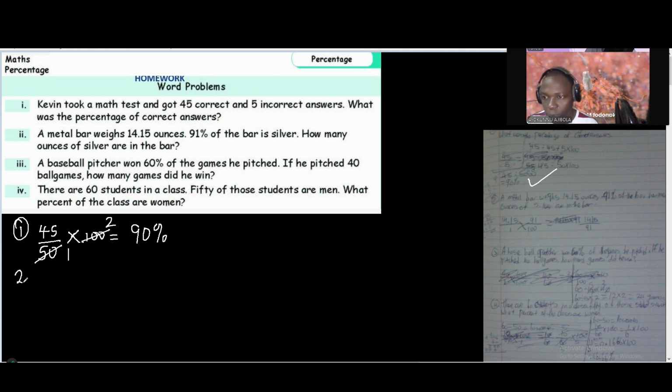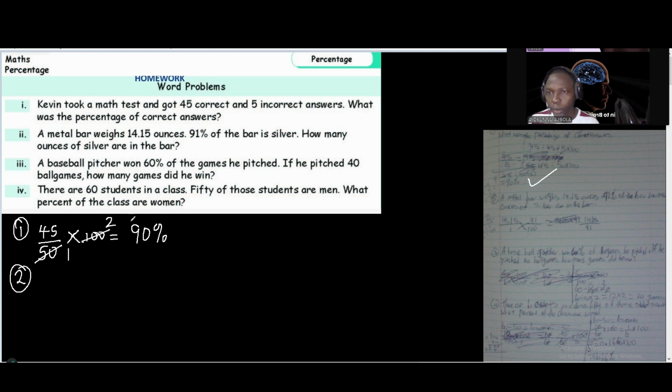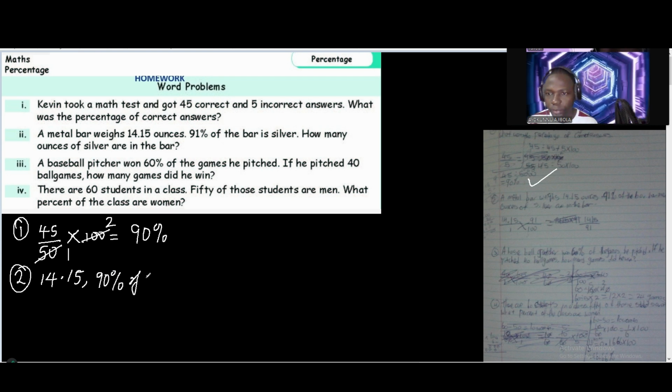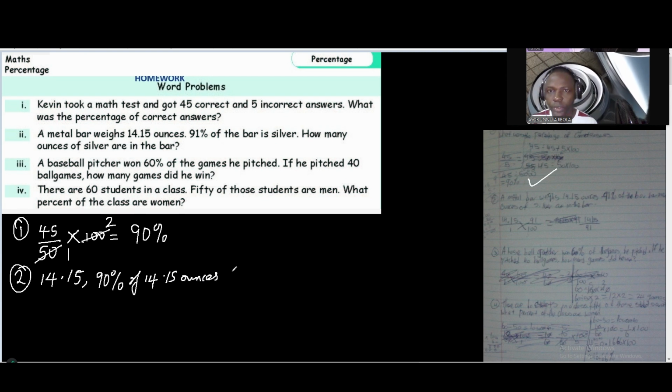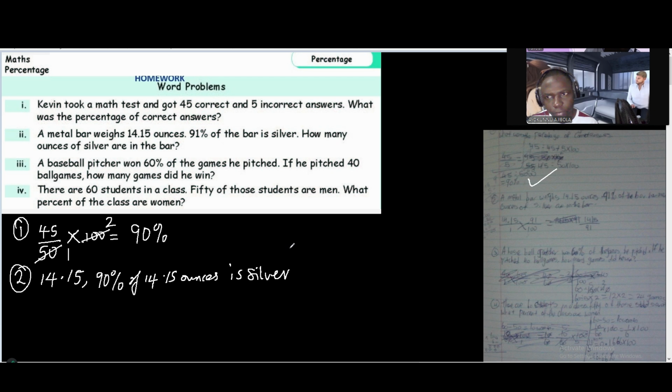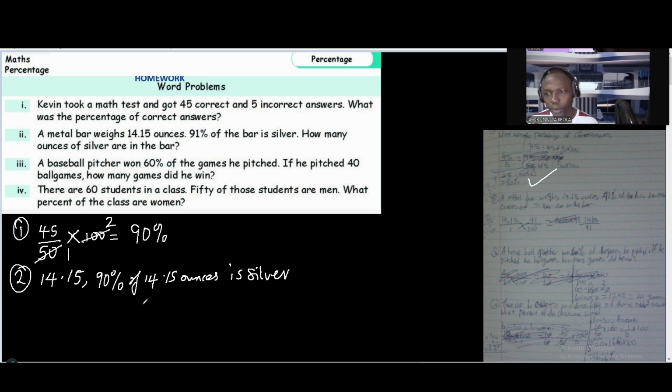So it says a metal bar weighs these ounces, that is 14.15 ounces. So 90% of 14.15 ounces of the bar is silver. So it now says how many ounces of silver are in the bar. Just find 90% of 14.15, okay?